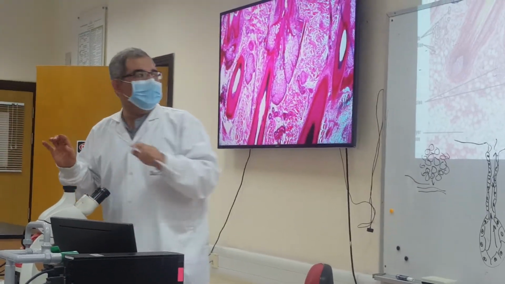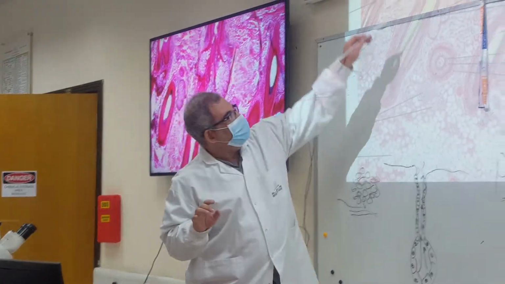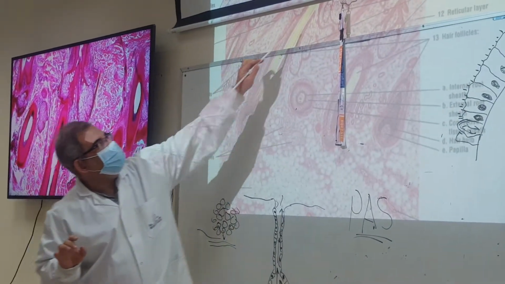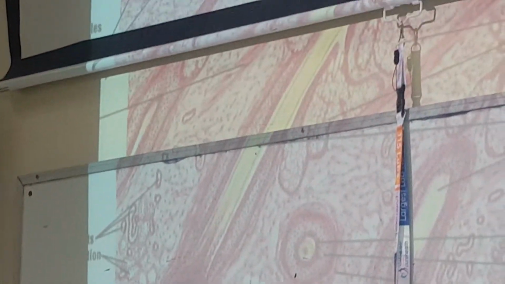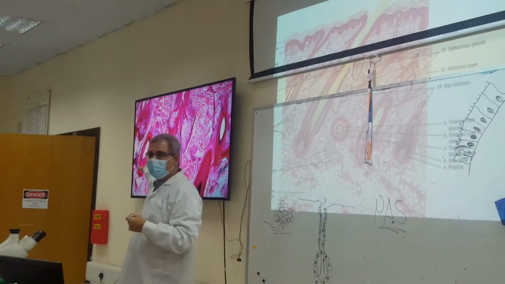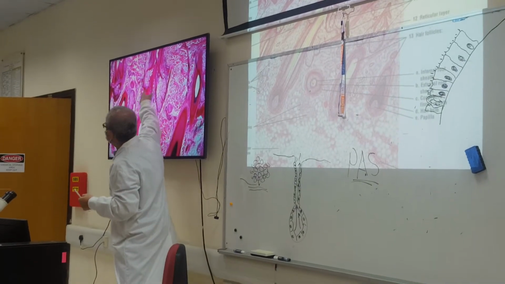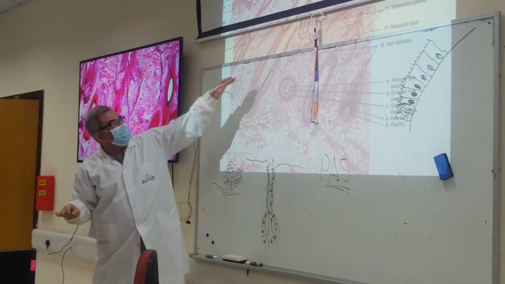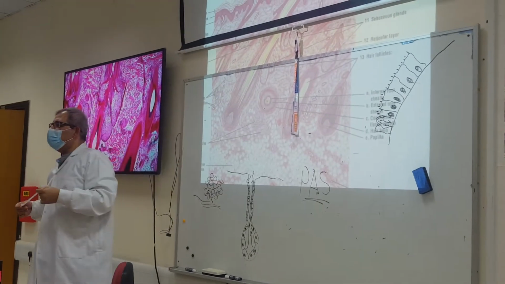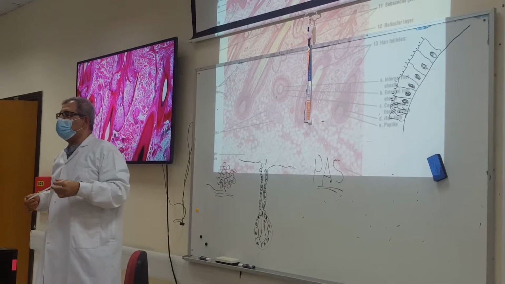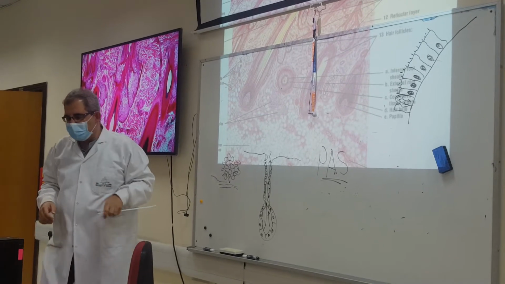Okay? So, the sebaceous gland is all the time associated with the hair follicle. This is the second type of the glands. Any questions about it? This is how it appears on the slide that you are going to look at. And this is just a typical drawing that you're also going to need to look at.